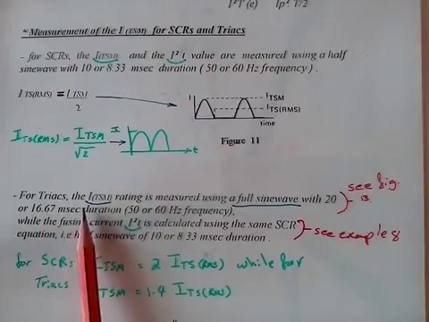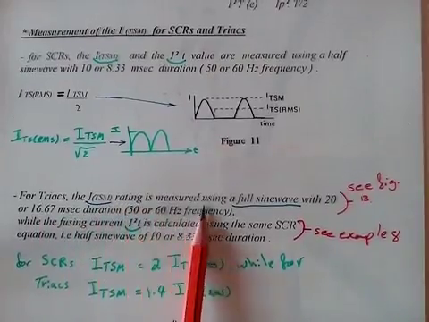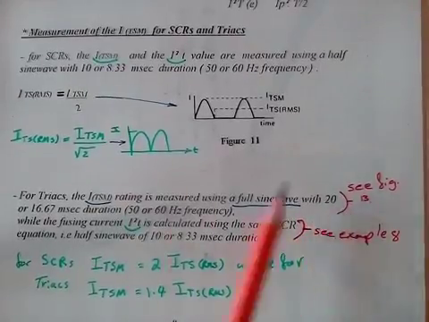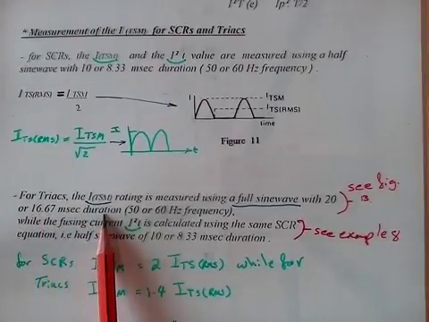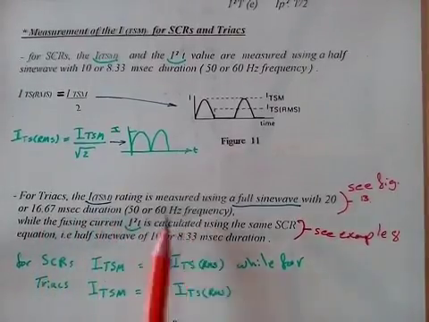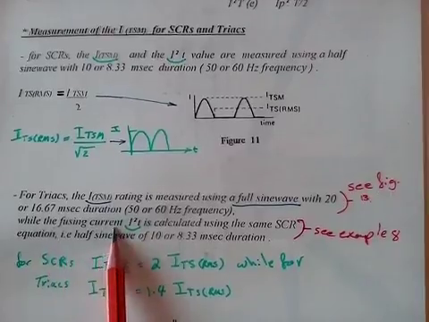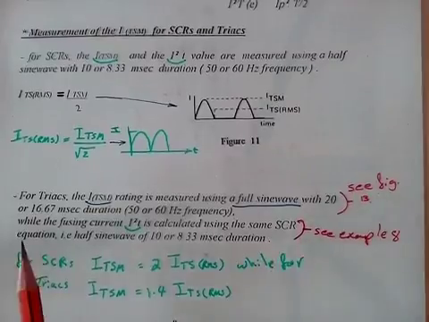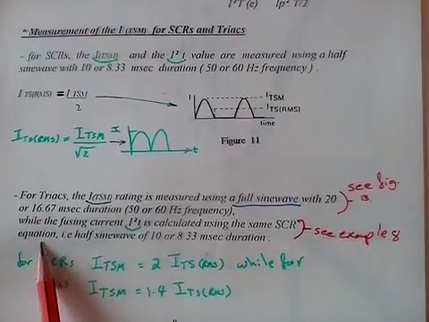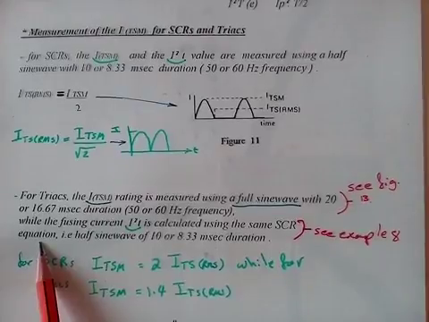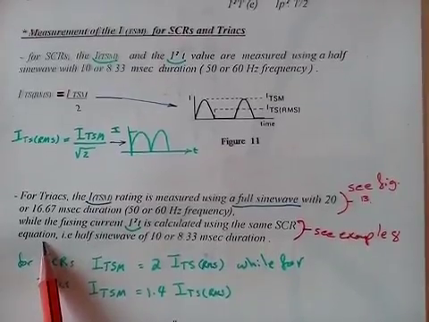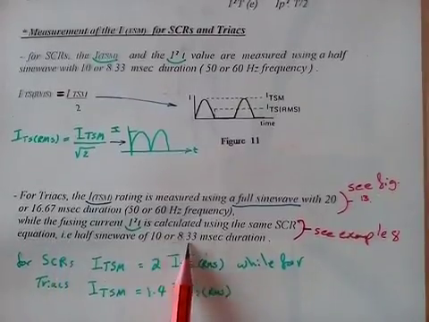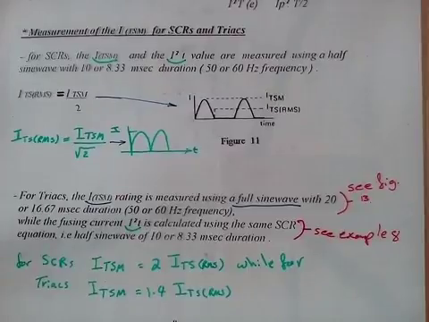For TRIACs, the I surge mode rating is measured using a full wave, sine wave, with 20 or 16.6 millisecond duration. That's 50 or 60 Hertz frequency. While the fusing current, I2t, is calculated using the same SCR equation. So that's for a half. When you calculate the fusing current for both SCR and TRIAC, they will always use half a cycle, okay, which is the 10 or 8.33 millisecond duration.